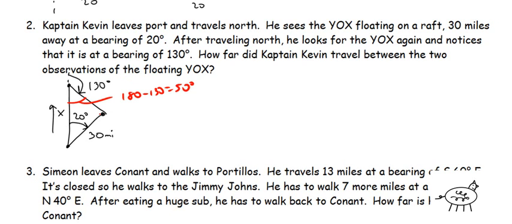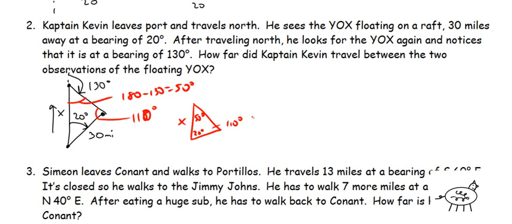So if that's 50, then of course this angle here is going to be 110 degrees because of the 180 degrees in a triangle. All right, so real quickly, if I make my sketch, this is going to be x, this is going to be 50 degrees, this is going to be 20 degrees, this is going to be 110 degrees.